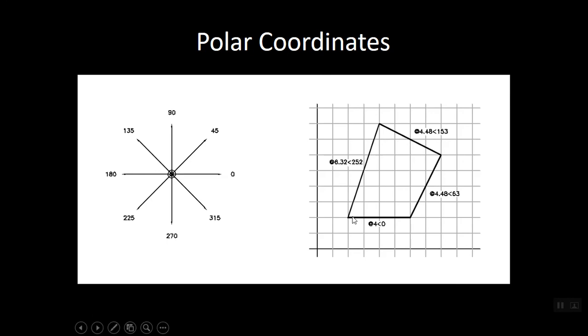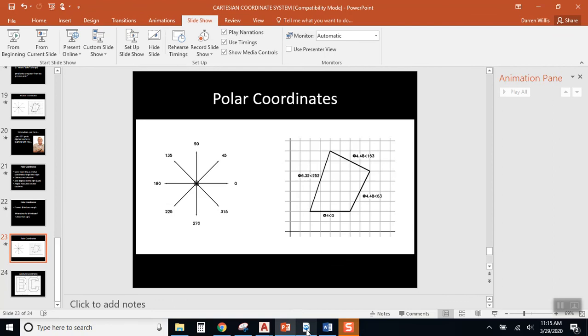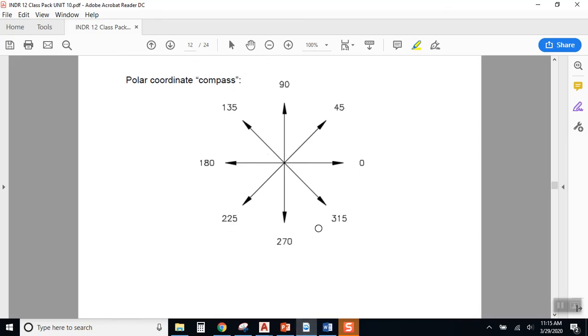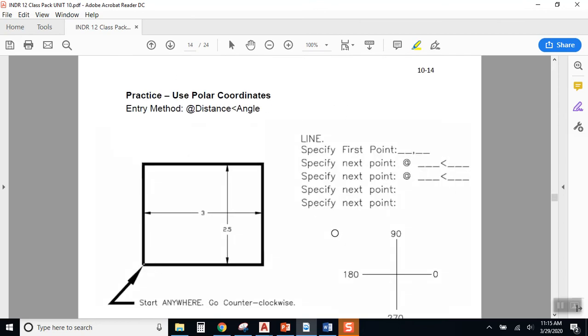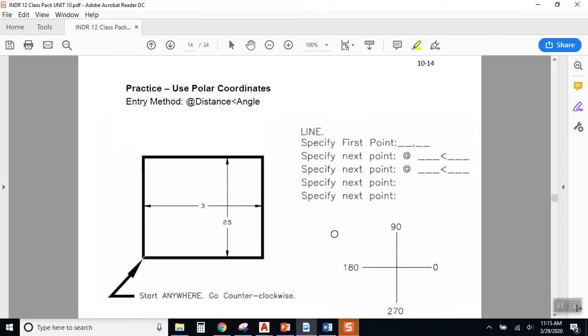So now if we took a look at our course pack, at our examples that we're working with on page 1014, where we have a little practice using the same exact figures we've been using, except now we're going to try to do this with polar coordinate entry.